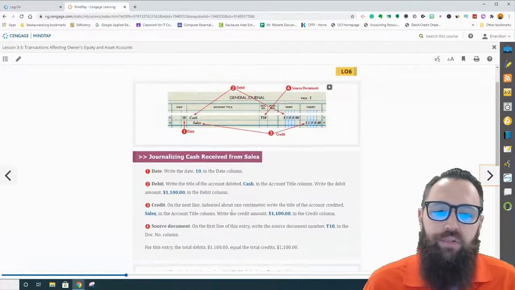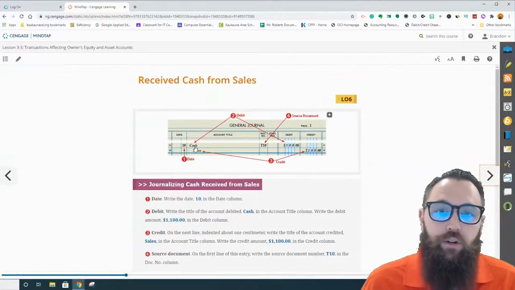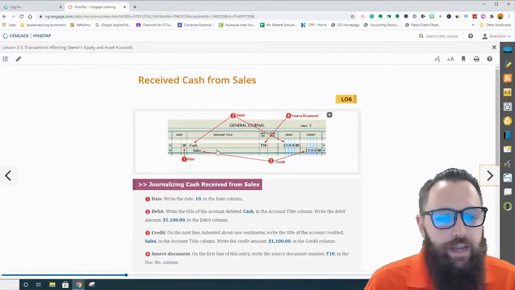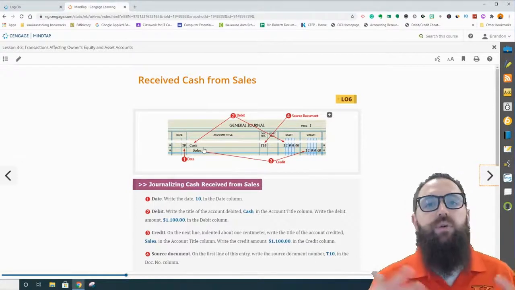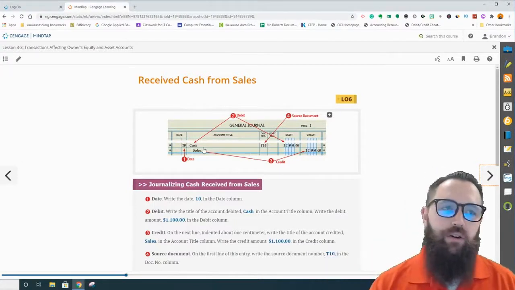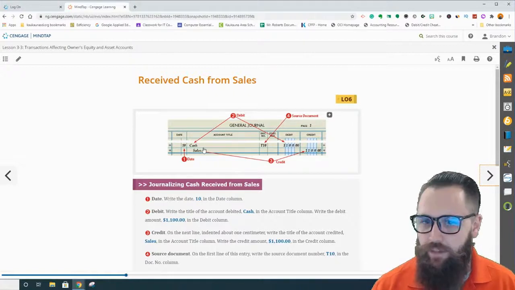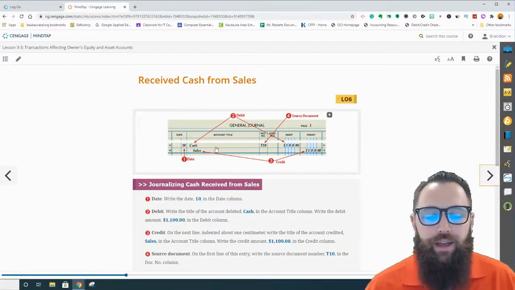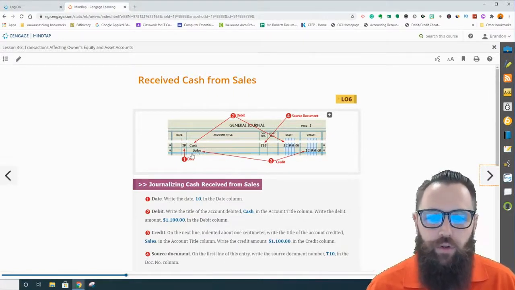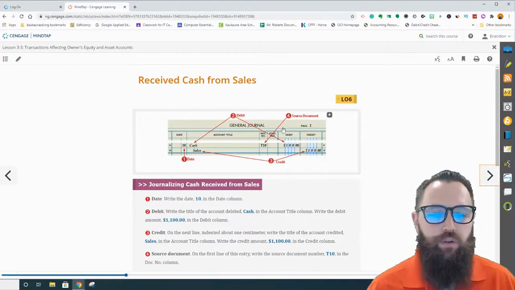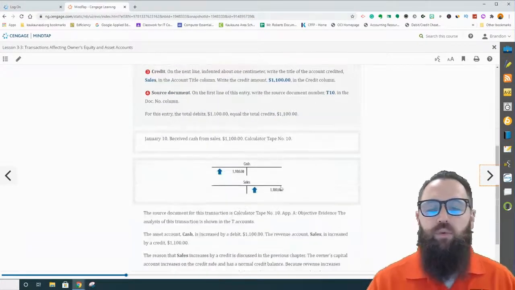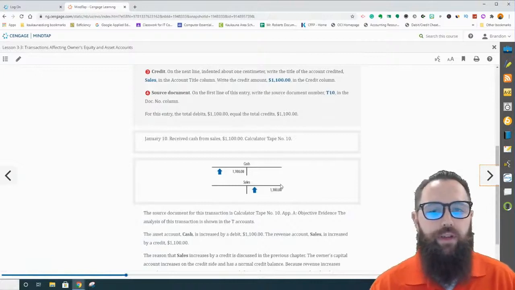So we go through our steps and cash will be increased. It'll be debited $1,100, and sales has a normal credit balance, so we need to increase sales here. How do we increase sales? We credit sales. So we write in our credit account, which is sales. We credit that amount and then put in our source document. For sales, remember, we're looking at calculator tape for this.